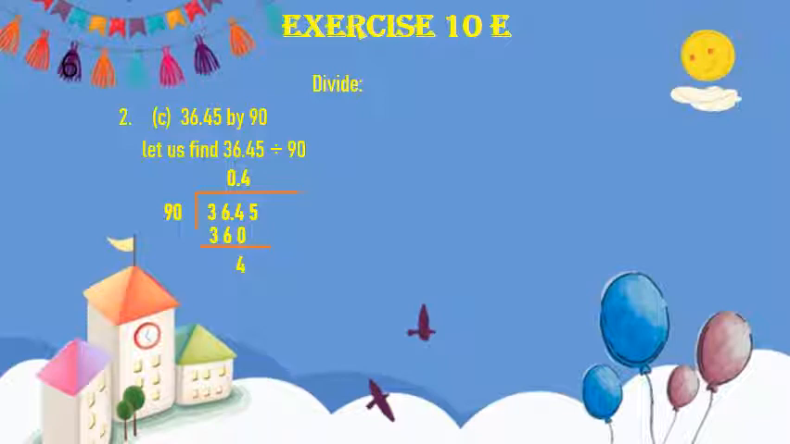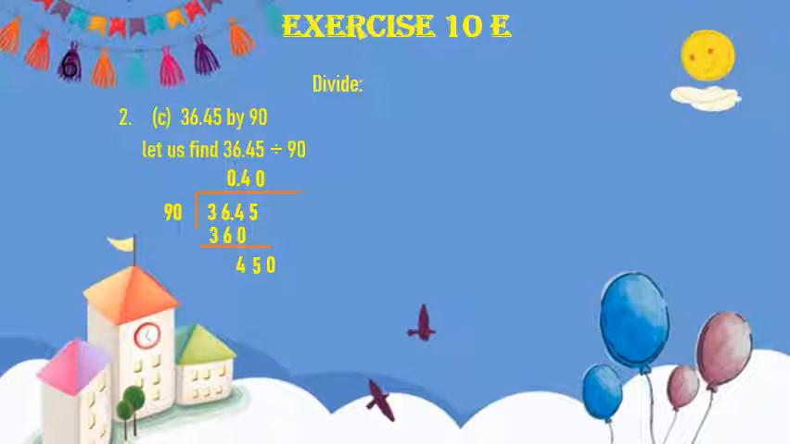And then we will subtract 360 from 364, and what do we get? We get 4 as the remainder. Now we will bring down 5, and then it becomes 45. But 45 is less than 90, so what do we have to do? We have to add 0, and it will become 450.